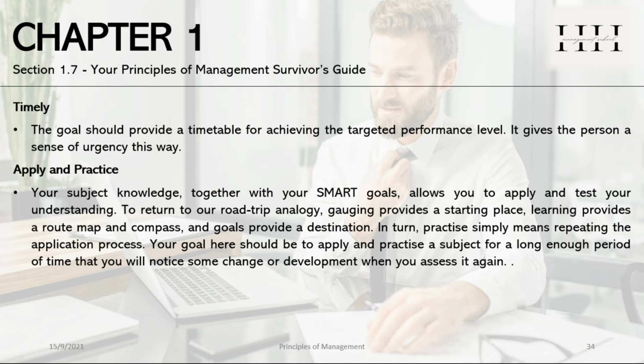Apply and practice. Your subject knowledge, together with your SMART goals, allows you to apply and test your understanding. To return to our road trip analogy, gauging provides a starting place, learning provides a route map and compass, and goals provide a destination. In turn, practice simply means repeating the application process. Your goal here should be to apply and practice a subject for a long enough period of time that you will notice some change or development when you assess it again.